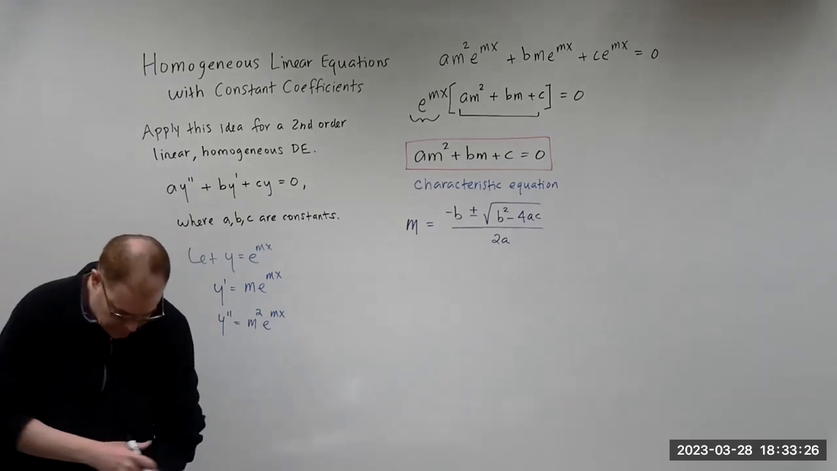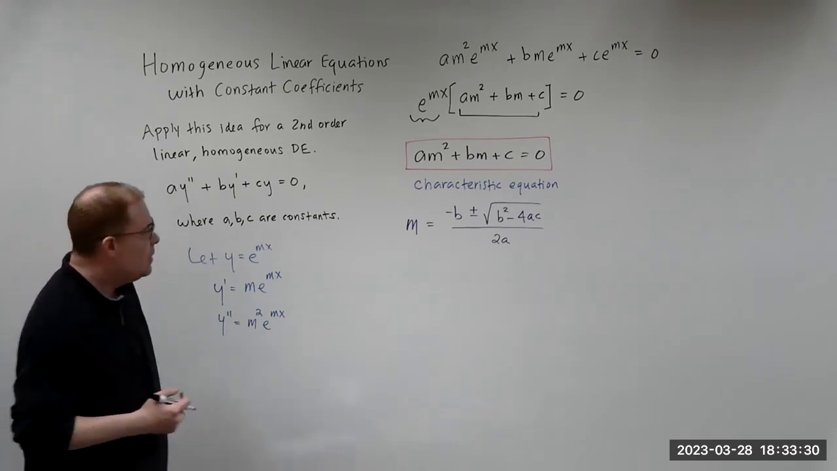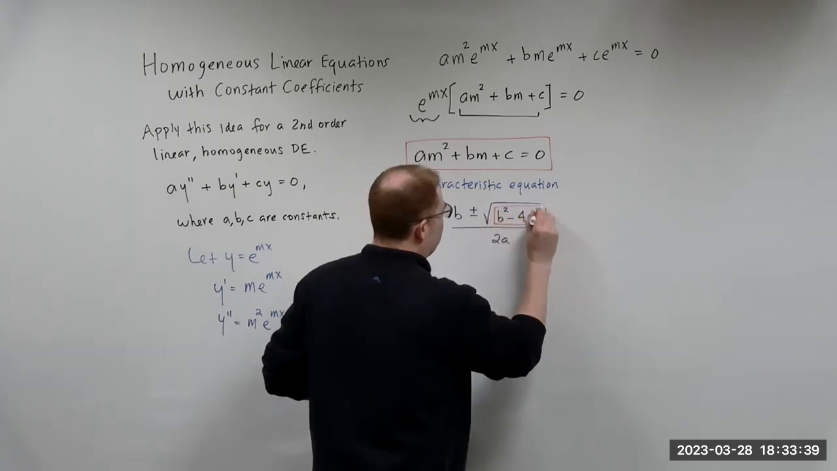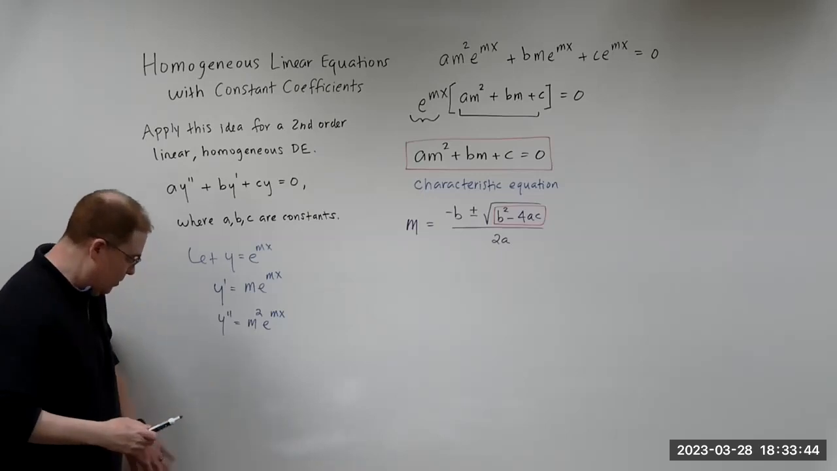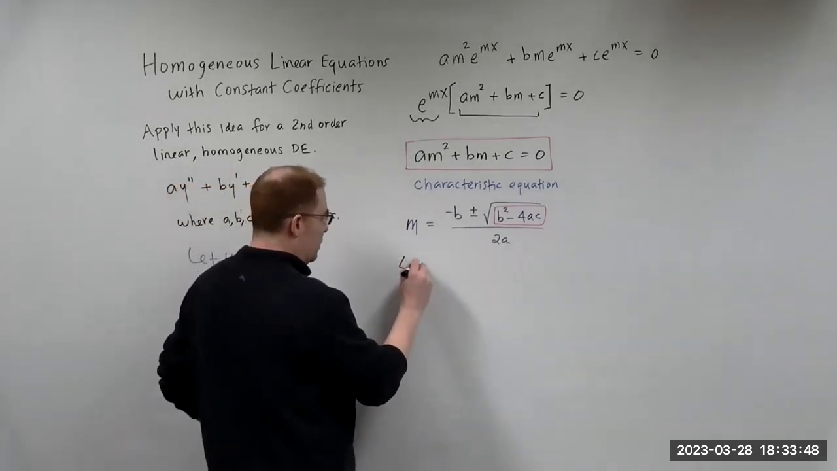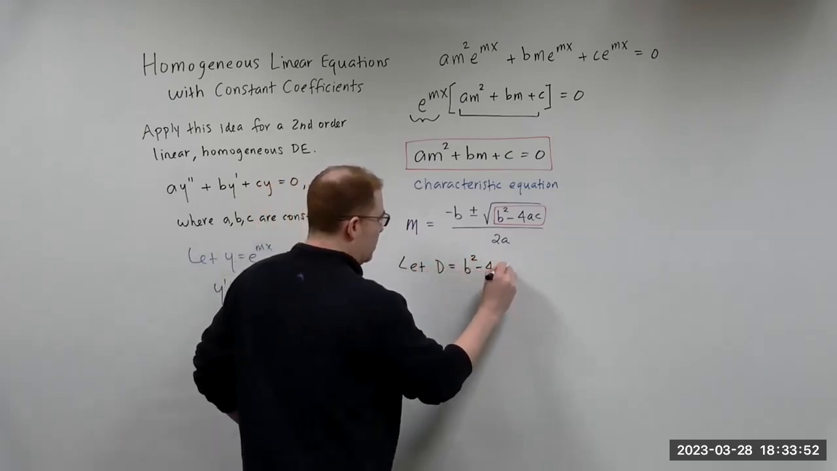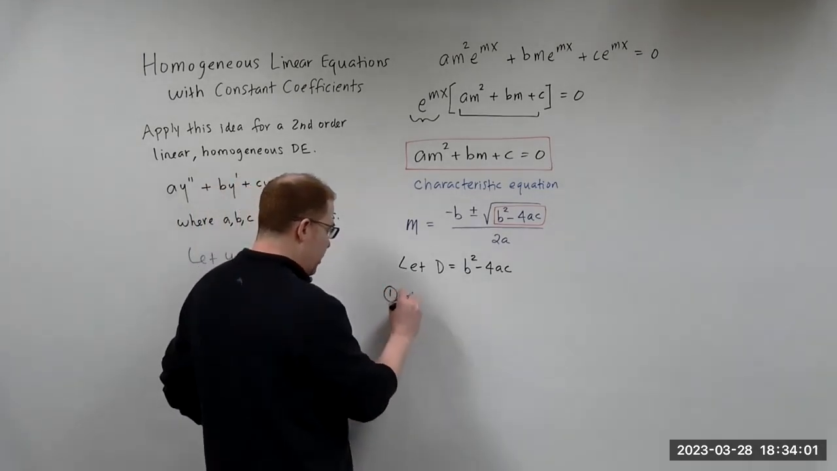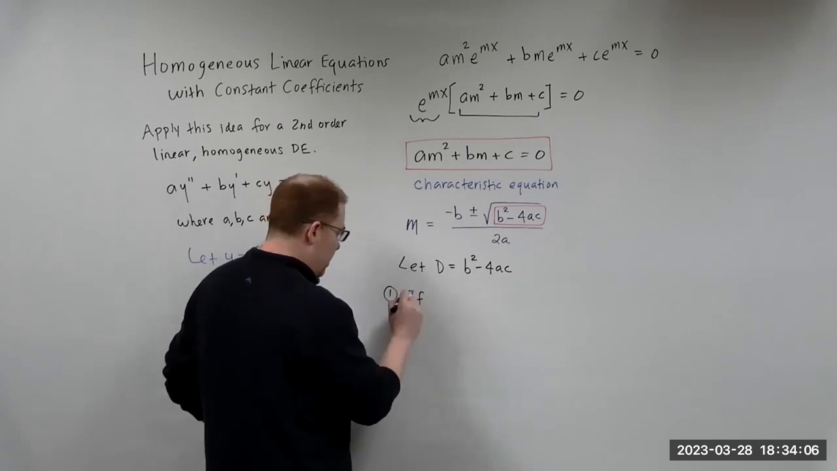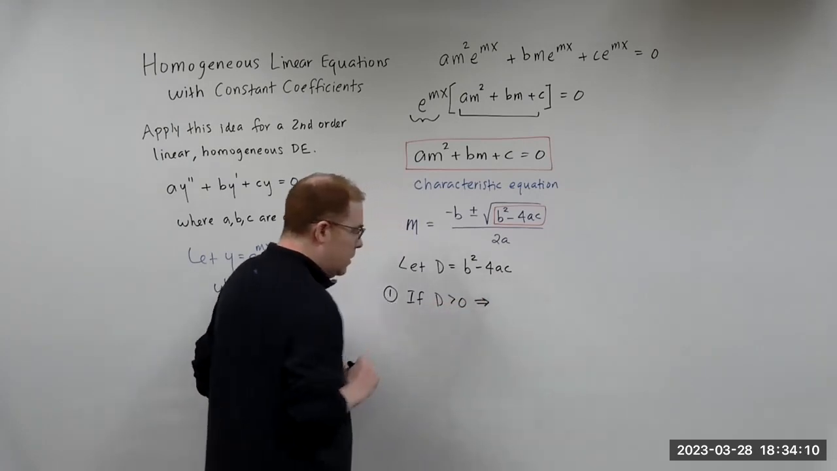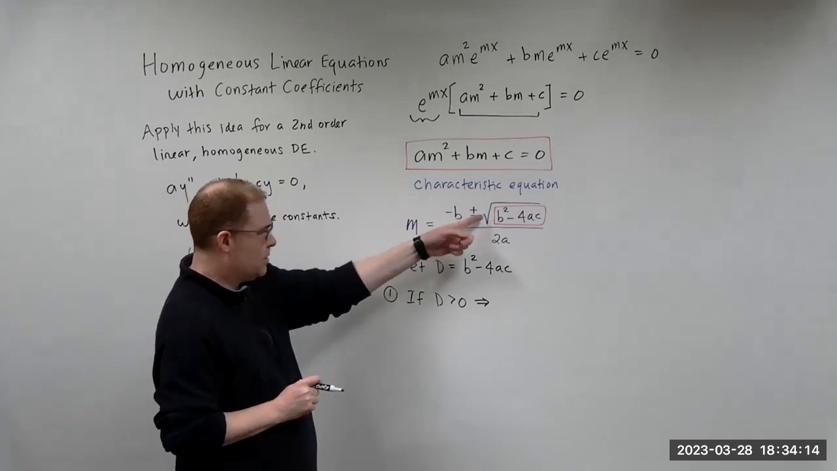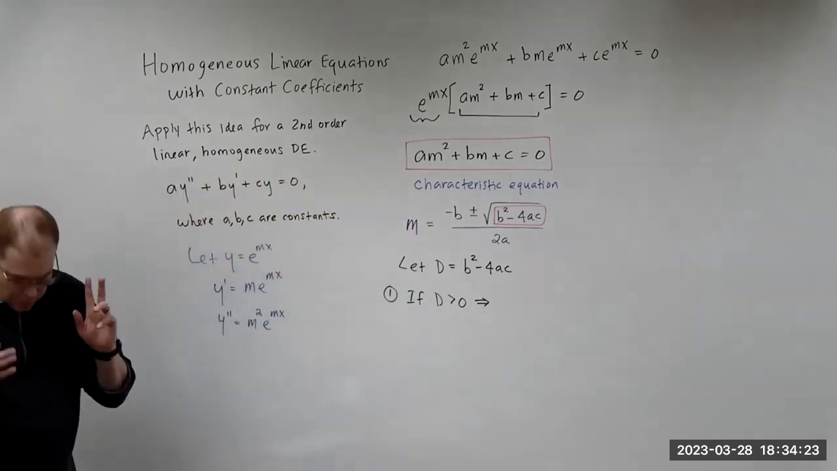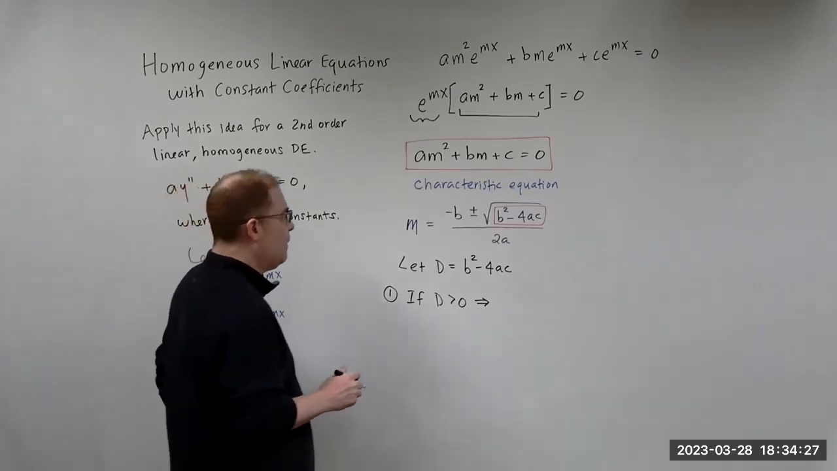And here's the part that we need to know. This is the important part right here. This is what's called the discriminant, and that tells you the type of solutions you're going to get. So let's call this capital D. The first situation is if D is strictly bigger than zero. Then we get a value here plus or minus the square root of whatever that is, which is a real value, and then divide by 2a. So we end up getting two real and distinct solutions.